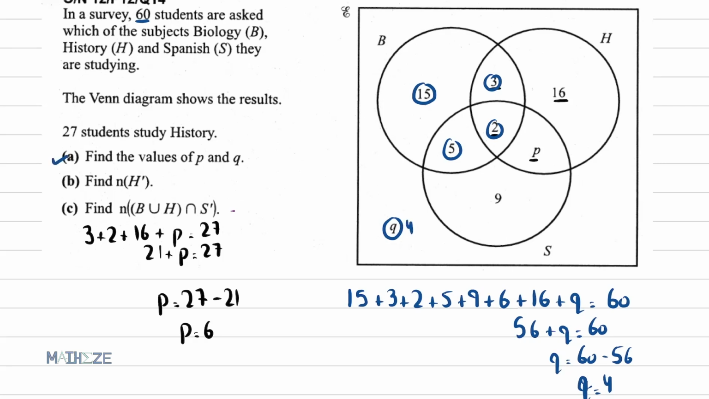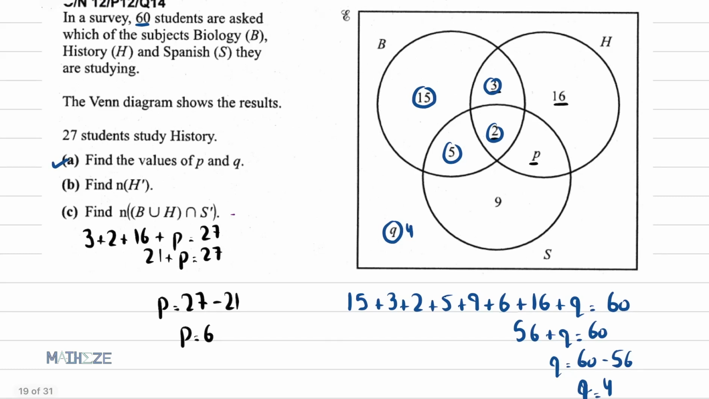Part A. Then it says all the elements that are not part of H. We need to write those. So this is not part of H. This is not part of H. This is not part of H. This is not part of H. They all are H complement. So let's add these. It's going to be 15 plus 5 plus 9 plus 4. That makes what?